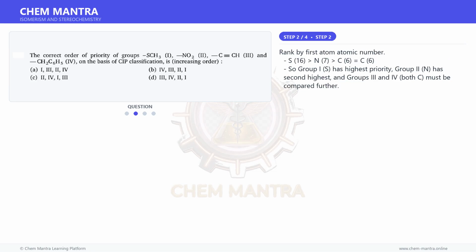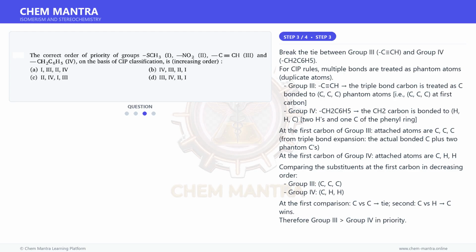Moving on to the next step. Rank by first atom atomic number. S 16, N 7, C 6 equals C 6. So group 1, S, has highest priority, group 2, N, has second highest, and groups 3 and 4, both C, must be compared further.